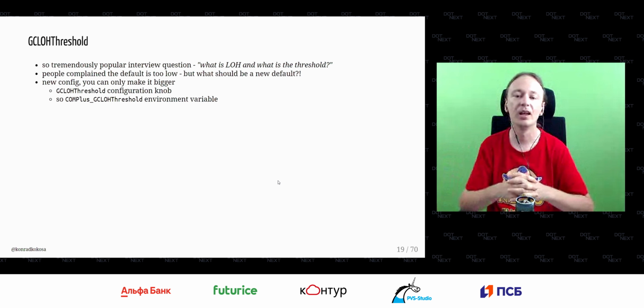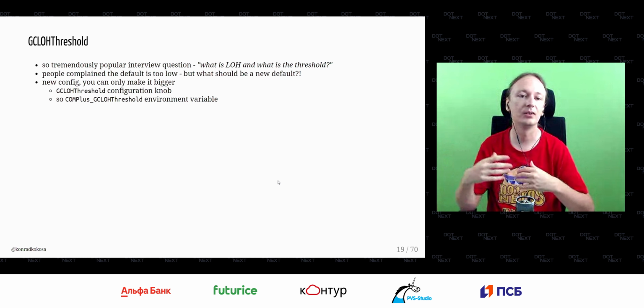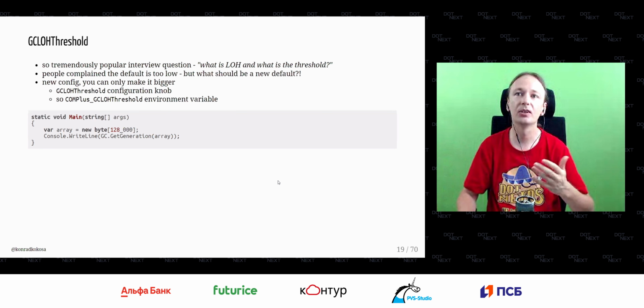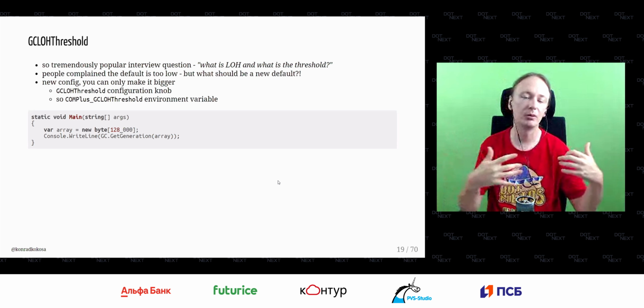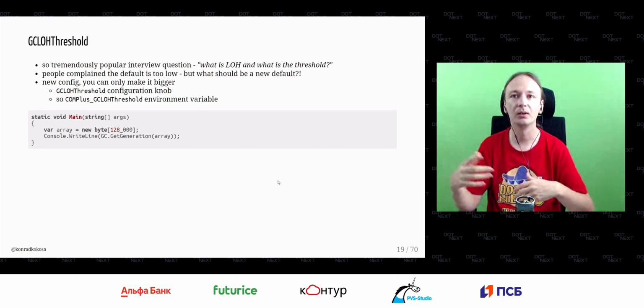So this is the thing. We have this configuration setting, GC large object heap threshold, and now this can be increased. It cannot be decreased because of backward compatibility, but it can be increased.